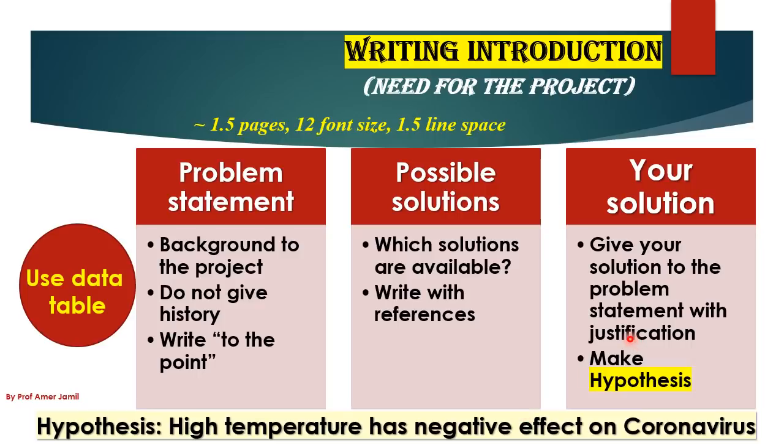Similarly, for social sciences people, the hypothesis could be that coronavirus has some psychological effect on university faculty, on some teachers, or other employees of the offices. So you build the problem statement, the different possible solutions, and your solution based on this hypothesis. And finally, you give this a very simple statement.